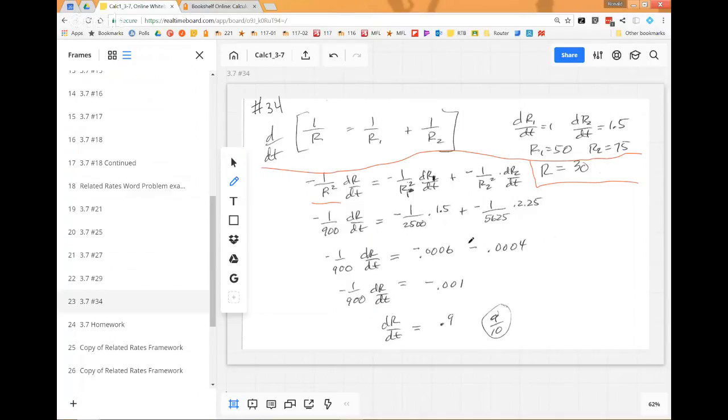Now let's start plugging things in. Okay, r is 30. So r squared is 900, 30 times 30. And that's times dr dt. By the way, what are we trying to find here? We're trying to find dr dt. I should have written that down. So let me put that on here.